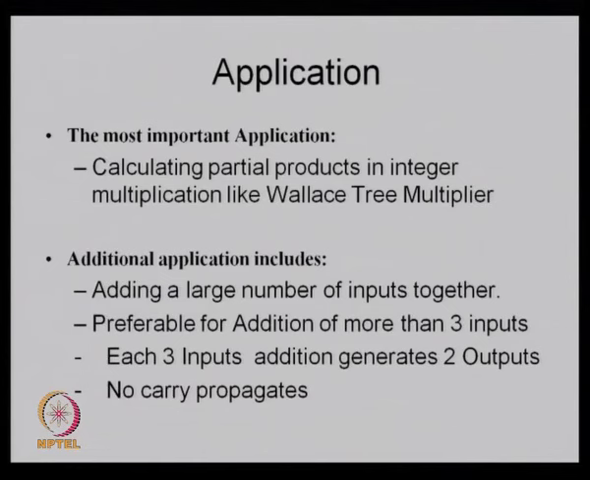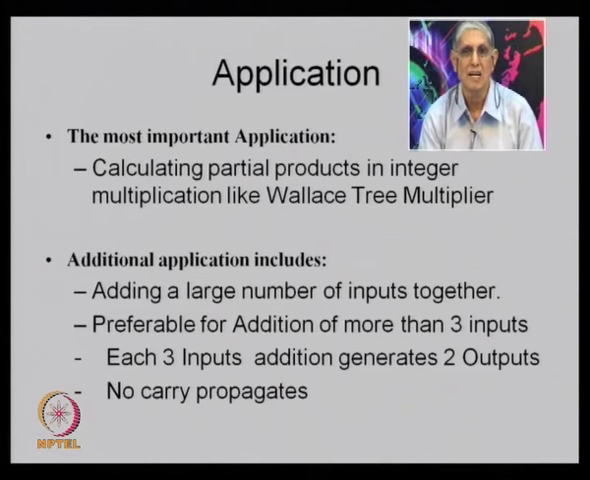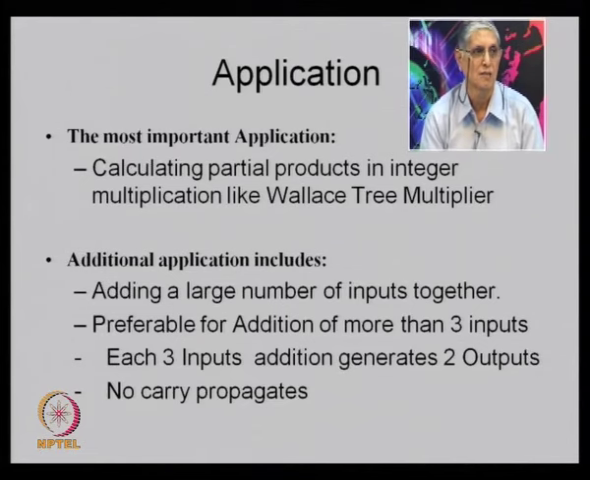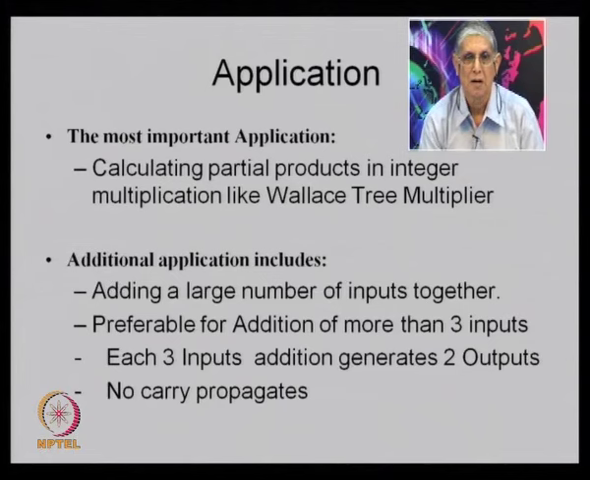The most important application is calculating partial products in integer multiplication, like the VLSI multiplier I just now said, because please remember in a multiplier you need partial products, okay, and then you will sum them. Remember partial products are nothing but AND gates, and therefore, this kind of tree structure helps to generate very fast additions.